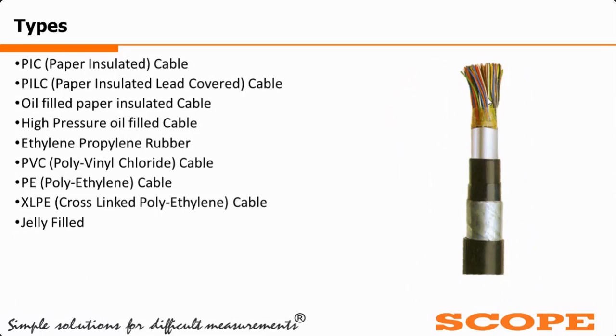The next type of insulation is the jelly filled insulation. In this, polythene is used as the insulation material, and petroleum jelly is used to prevent the entry of moisture into the cable. This type of cable is widely used for communication purposes.